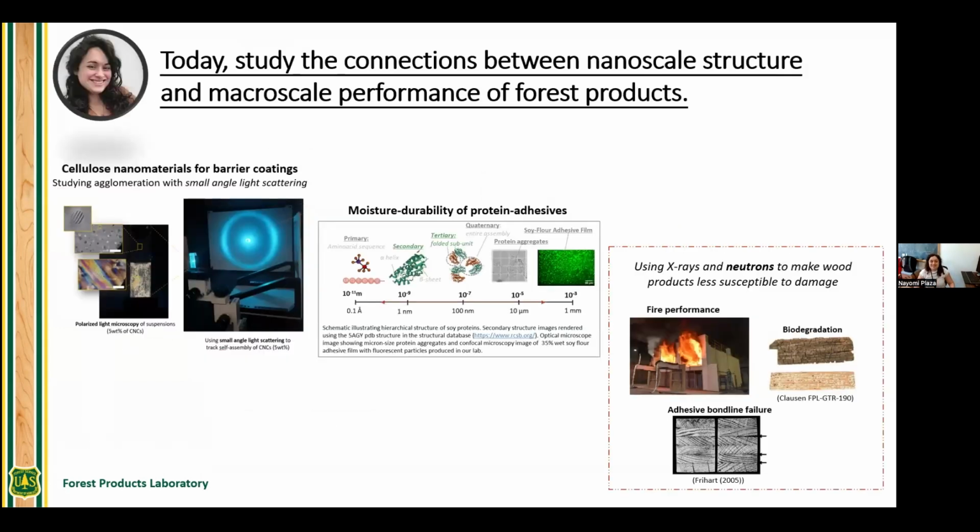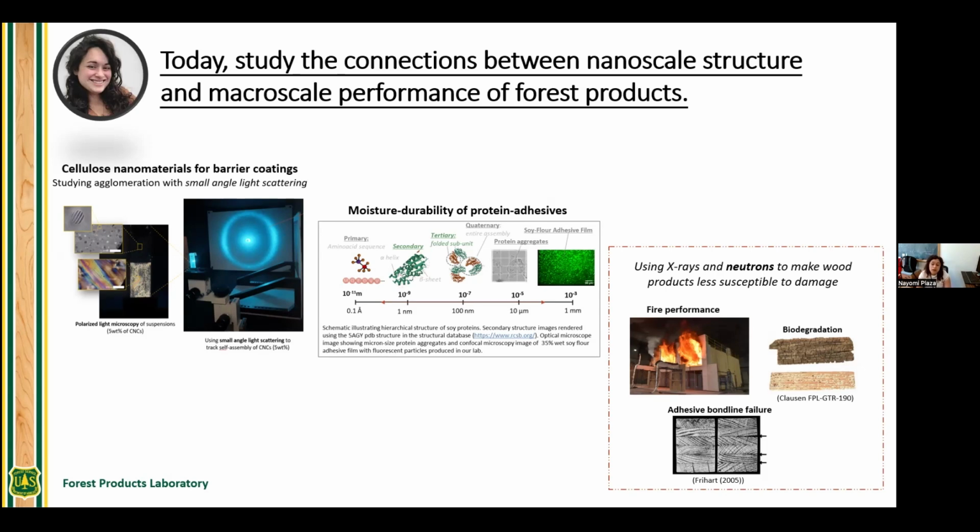Today, my research is a little bit broader. I'm working on essentially the connections between nanoscale and macroscale performance of a couple of different forest products. So I'm using light scattering to look at cellulose nanomaterials research. In particular, I'm interested in understanding how we can align cellulose materials and form better tactoids and control their domain sizes so that we can use that for barrier coating applications. I'm co-leading a project in that area with Carl Hauptmann and Ron here at the lab.